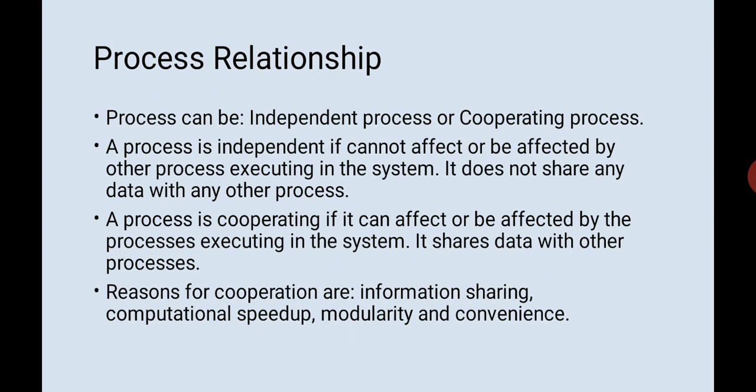And what are the reasons? Why does it need to cooperate? See, information sharing. This is very clear. The communication will need some sort of information sharing, to whatever extent it may be, a small extent or a large extent, depending upon the work that each of them does. But this is definitely one of the most important and primary needs as to why processes communicate.